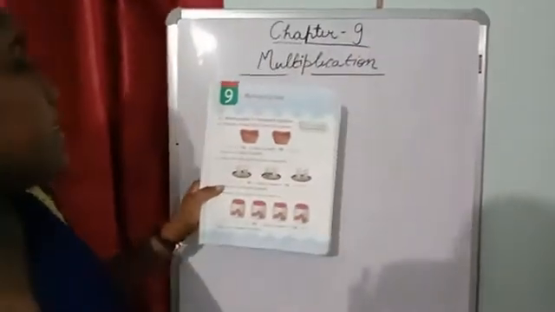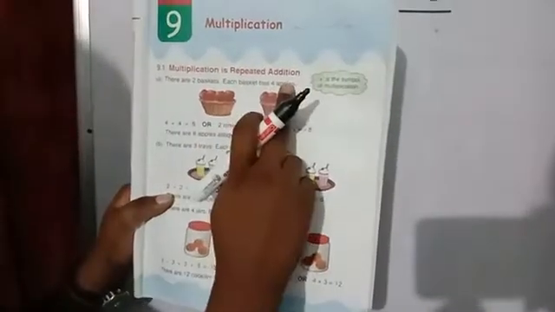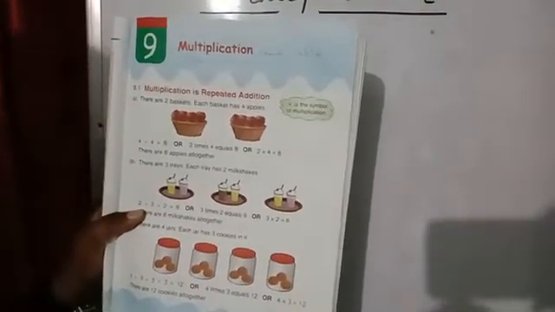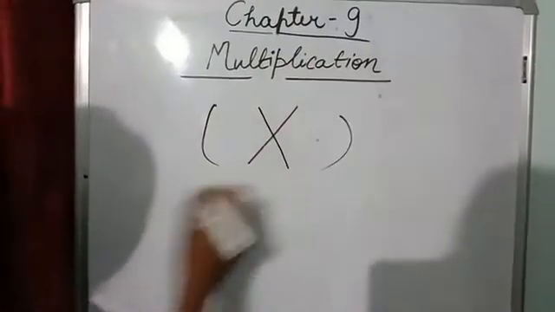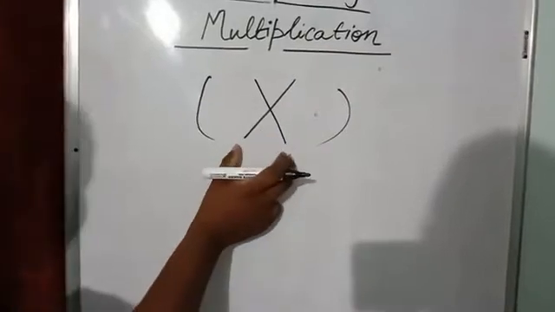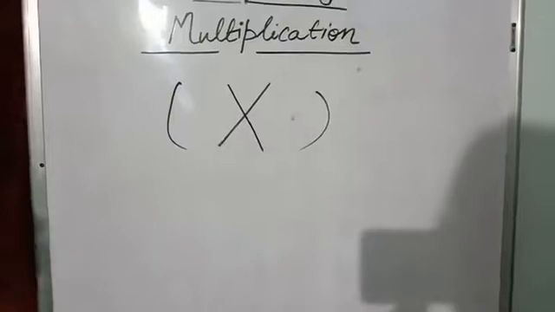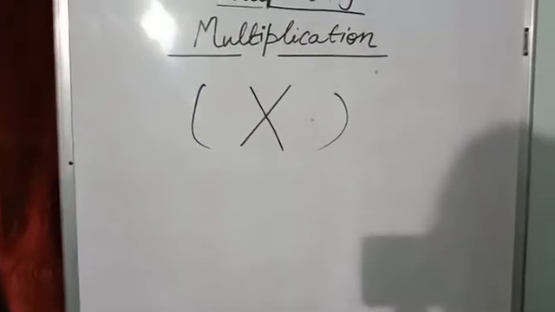Now we will discuss chapter 9, that is multiplication. First topic is multiplication is repeated addition. Okay, multiplication is repeated addition. And do you know the symbol of multiplication? Yes, cross or X. In English we say X, or in maths we say cross. This is the symbol of multiplication. Okay.